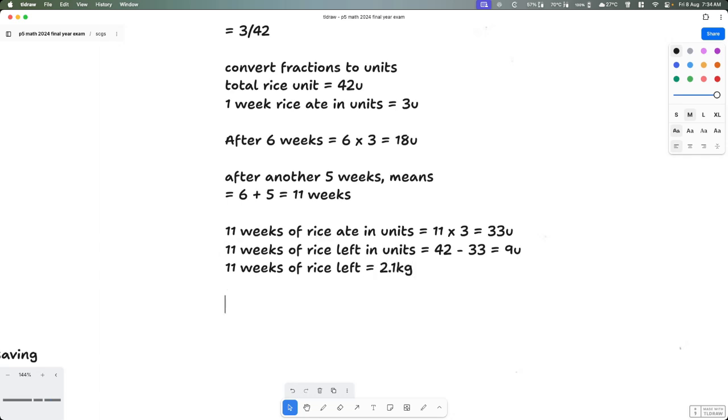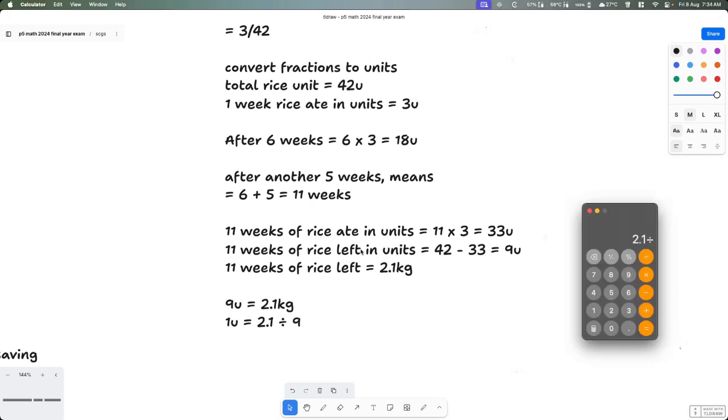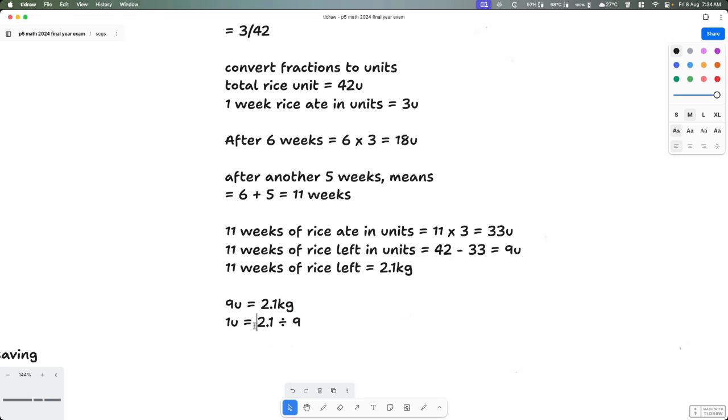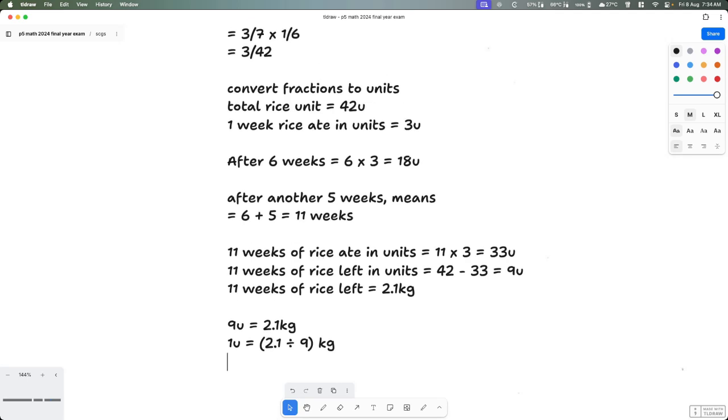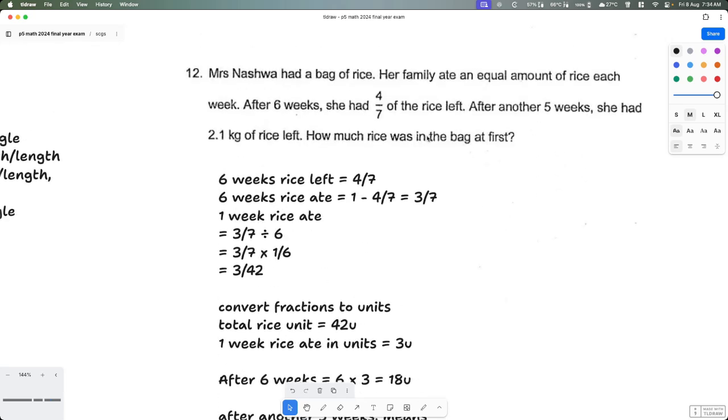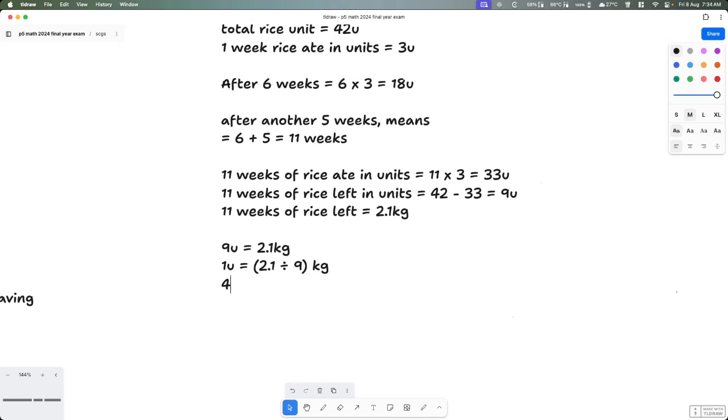So that means 9 units equal to 2.1 kg. So 1 unit is equal to 2.1 divided by 9. Okay, so let's do that. 2.1 divided by 9, let's put it as a bracket. Okay, so easier. Then from here, we can do the total units, because we're looking for how much rice the bag had at first, which is 42 units, equal to 2.1 divided by 9, and then times 42, right?